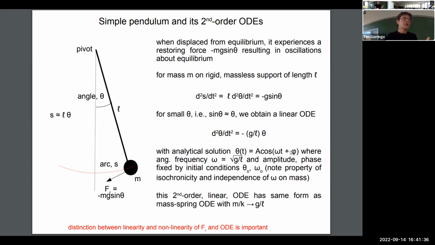So the initial angle that the pendulum is released from, and the initial angular velocity that the pendulum is given. And it's important that this simple solution of the simple pendulum has this property that the period or the frequency is actually independent of the amplitude of the oscillation. So that's a famous consequence of this differential equation.